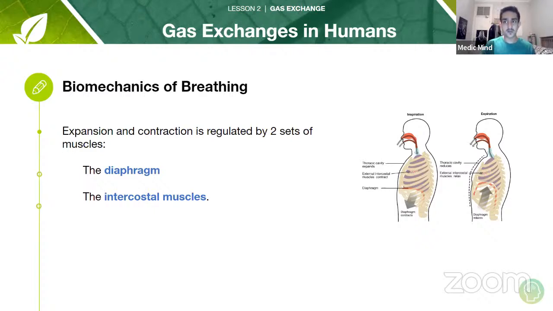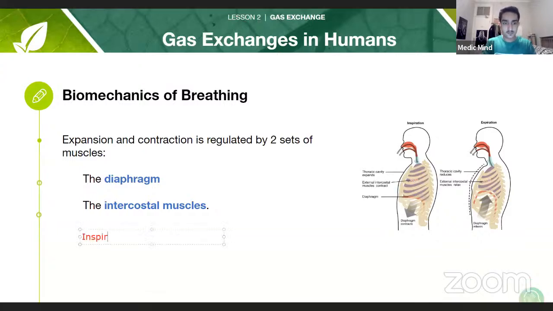At inspiration, what is happening? Inspiration means air moving into the body. Expiration means air moving out of the body.